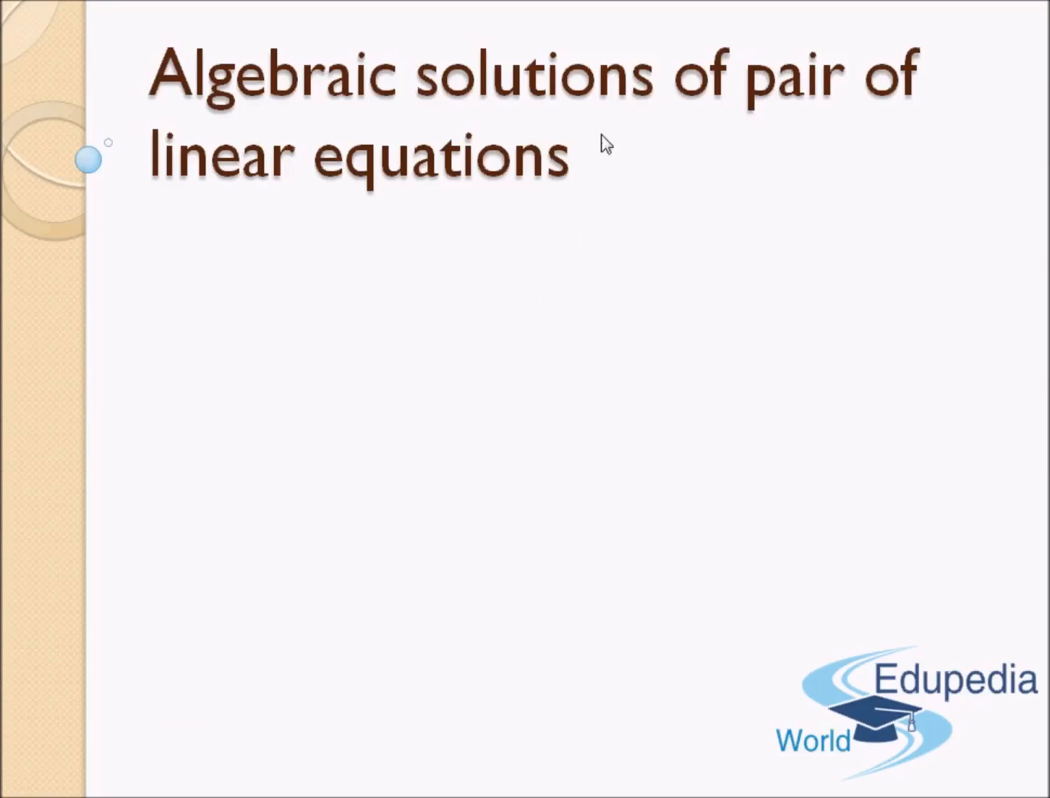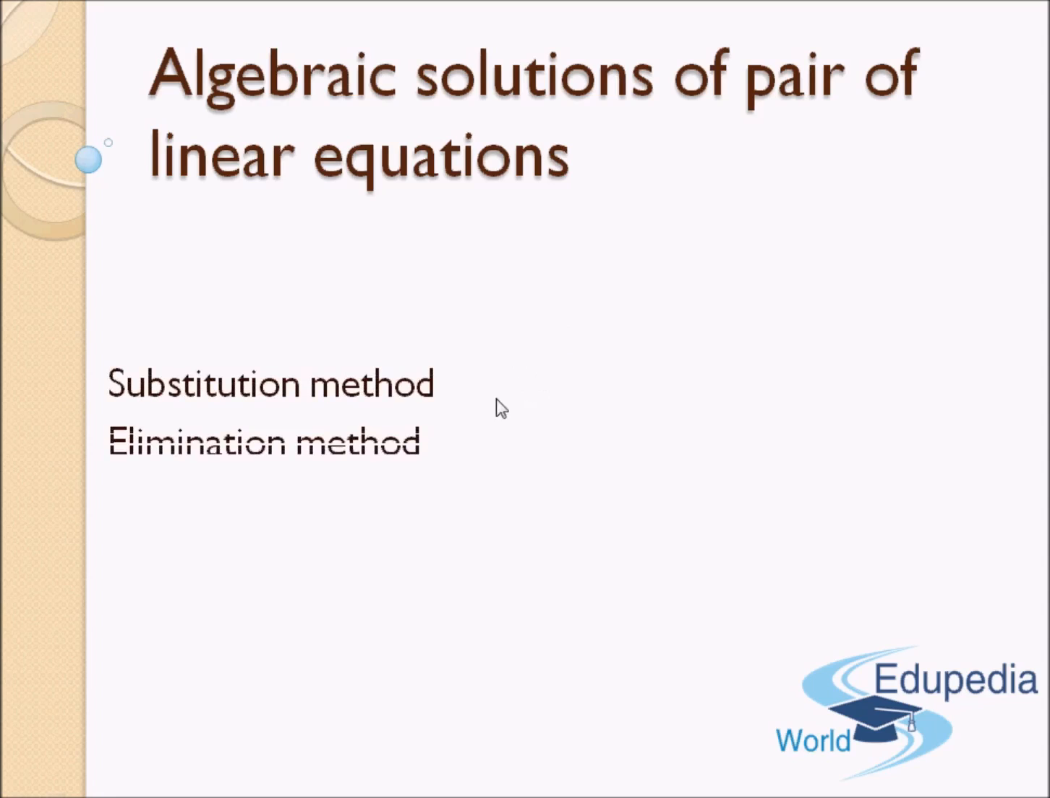Today we'll be learning algebraic solutions of a pair of linear equations. That is how a pair of linear equations can be solved algebraically. Friends, there are three methods. The first one is substitution method, which we will be discussing today. The second is elimination method, and the third is cross multiplication method. The last two methods will be covered in the upcoming videos.